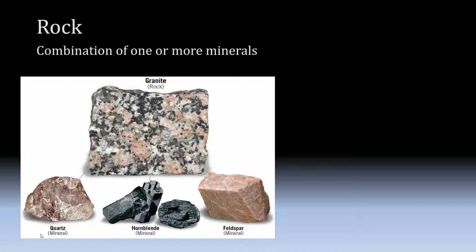Now, when we look at this slide, we can see that the sentence is a little weird, a combination of one or more minerals. So I think we understand how we could have a combination of 2 or more minerals. This granite here, right? Granite is a rock. It's an igneous rock. We'll talk about granite in the next video. Granite's an igneous rock. And so it's a combination of minerals, right?